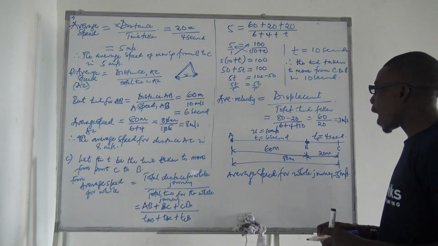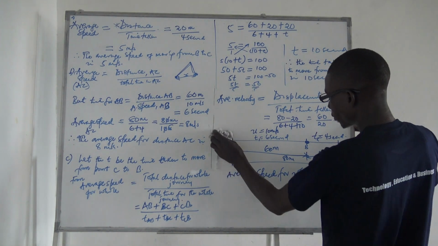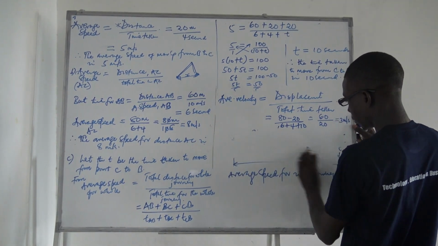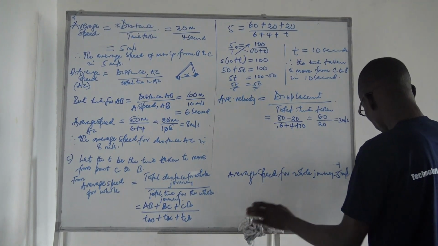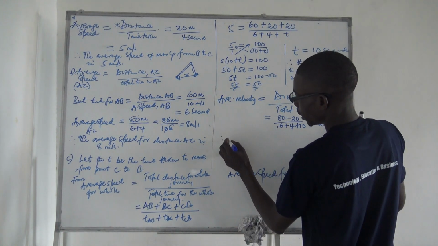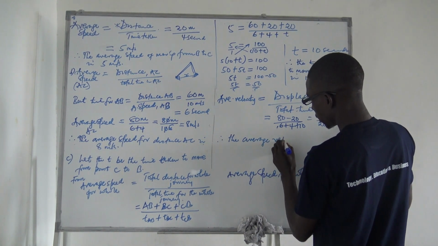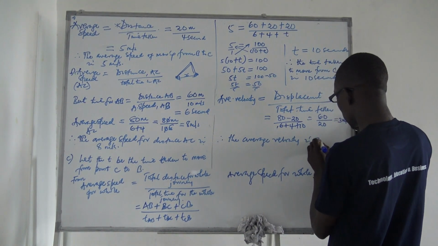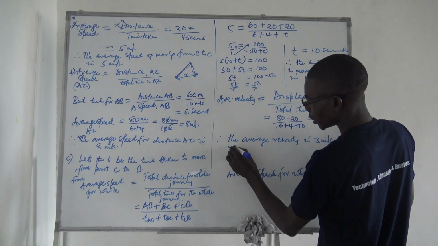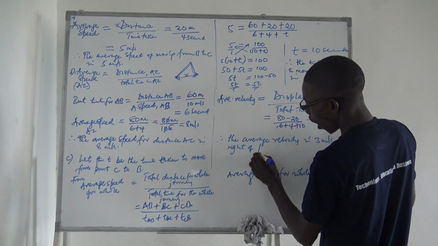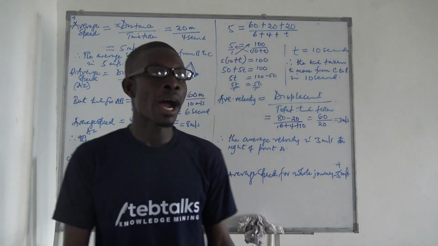Therefore, to now talk about this, we can now conclude and say, therefore, the average velocity is 0 meters per second to the right of point A. That is according to my diagram.